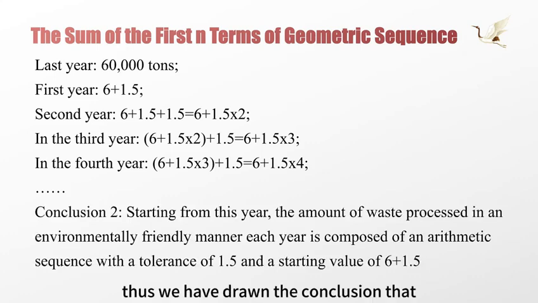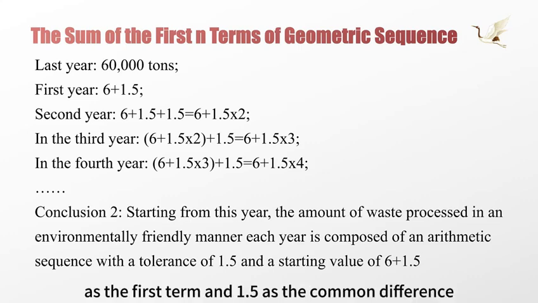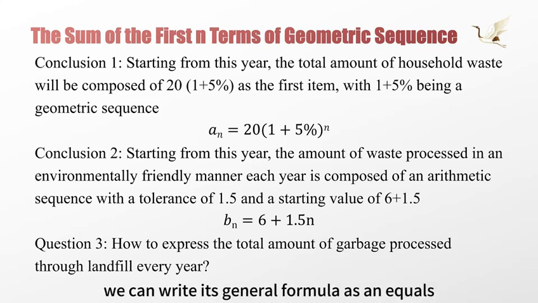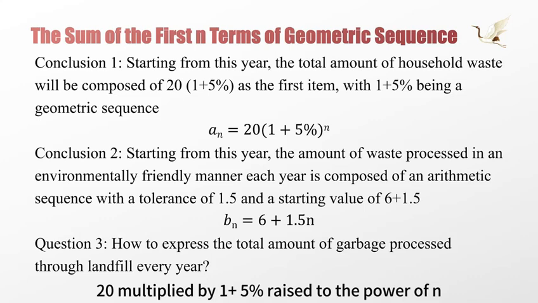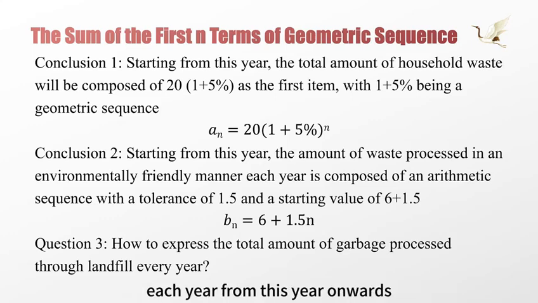Thus, we have drawn the conclusion that, starting from this year, the amount of garbage disposed of in an environmentally friendly manner constitutes an arithmetic sequence with 6 plus 1.5 as the first term and 1.5 as the common difference. So far, we have determined that the total amount of household waste each year from this year onwards constitutes a geometric sequence. We can write its general formula as a n equals 20 multiplied by 1 plus 5% raised to the power of n. We have also found that the amount of waste disposed of in an environmentally friendly manner each year from this year onwards forms an arithmetic sequence.